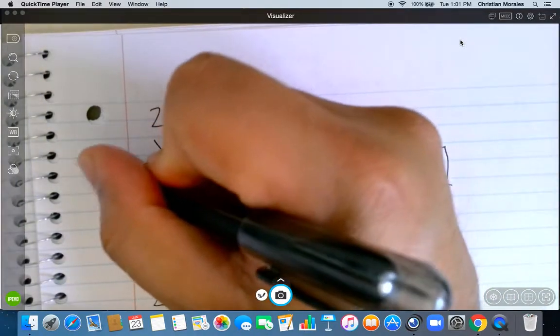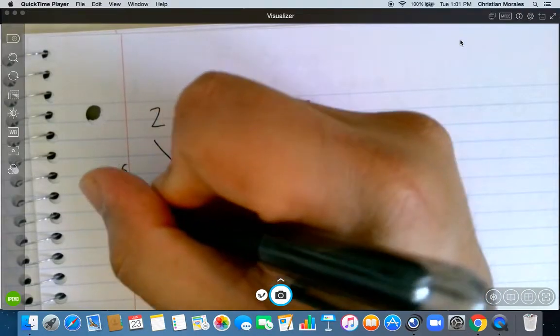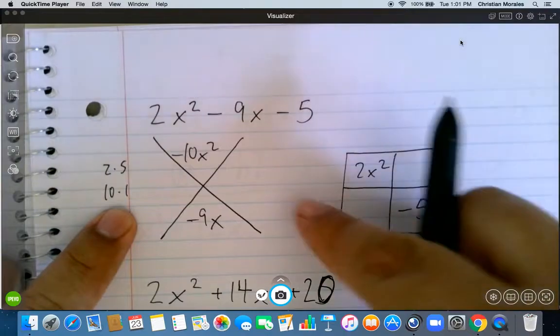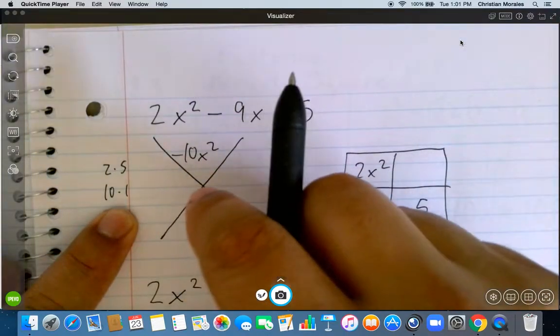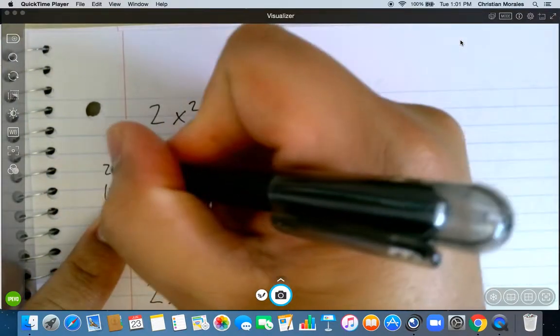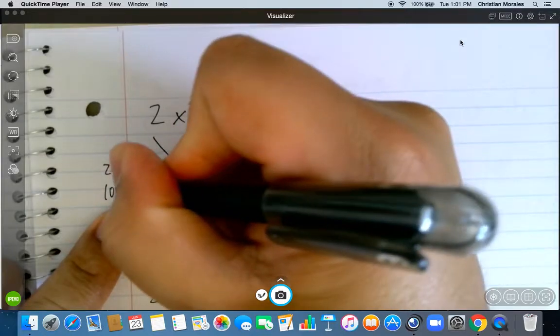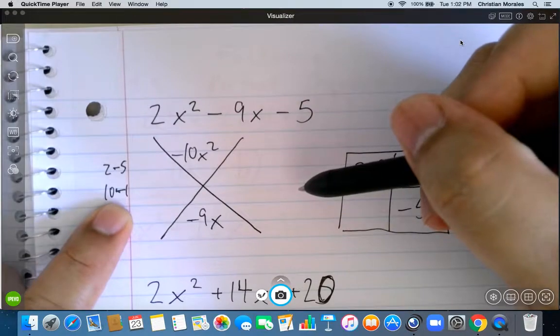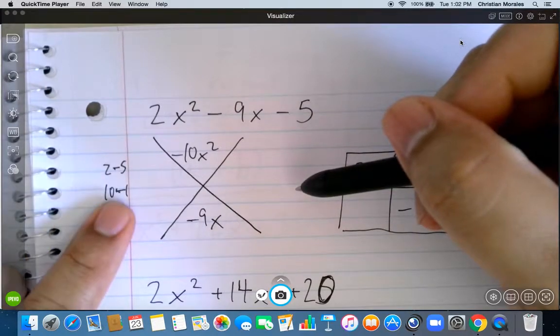Now, again, you get 2 times 5 and 10 times 1. Now here's the catch. It's a negative. One of these numbers has to be negative. So if one of the numbers is negative, you're going to be subtracting them. 2 minus 5, 10 minus 1. Well, that's not going to make 9, but this one will.